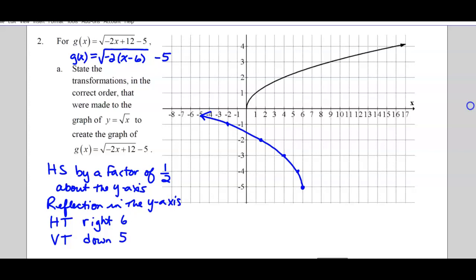Now, the likelihood of us asking you to sketch this on a test is probably pretty slim. Why do you think that is? You think it's too hard, too easy? It's kind of challenging. What about your calculator? Oh, you can do it on your calculator.